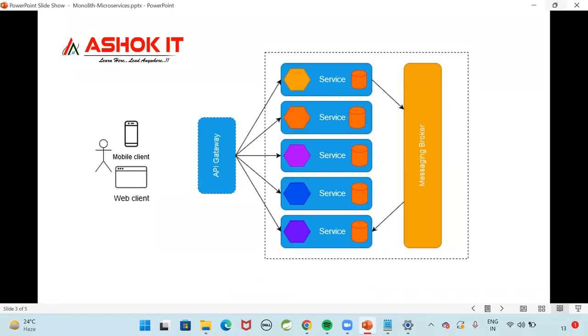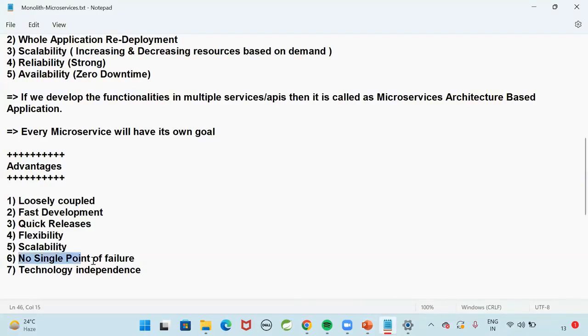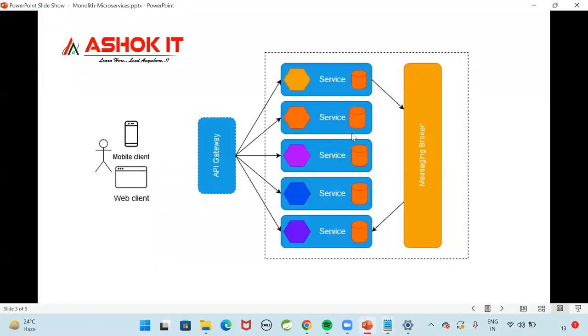The maintenance of the project also will become easy. No single point of failure. Technology independence will be available. You no need to use only one technology to develop all these services. One API I can develop by using Java, another API I can develop by using .NET, another API I can develop by using Python. Like this, for every service we can use a separate technology.